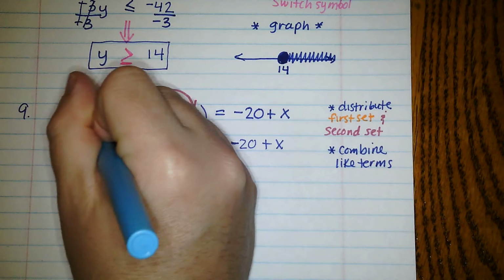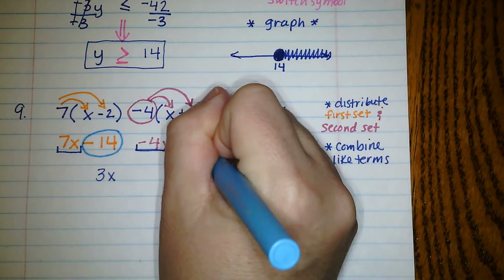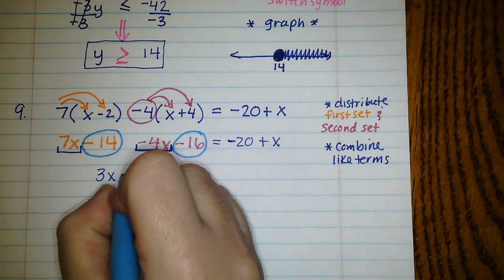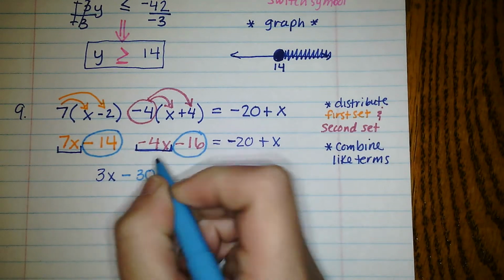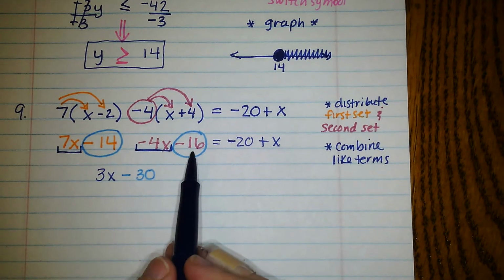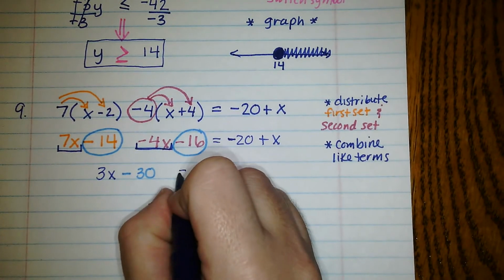We're going to have a negative 14 plus a negative 16. Those are also like terms. So a negative 14 plus a negative 16 is going to give us a negative 30. Okay? So the x is combined to a 3x. The negative 14 and negative 16 add up to negative 30. And now we can bring the rest of our equation down.